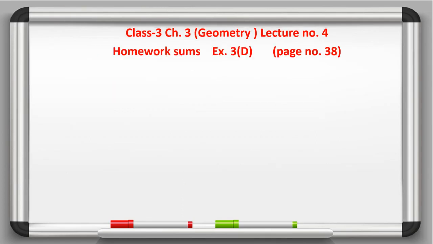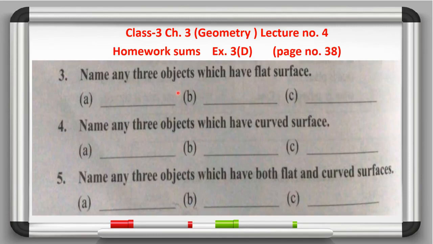Now I am going to show you the homework sums which are given on page number 38. Okay. Exercise 3D. Question number 3. Name any three objects which have a flat surface. You have to write the names of three objects which have a flat or plane surface. Now in question number 4 it is given, name any three objects which have a curved surface. So here you need to write the names of those objects which have a curved surface. And in question number 5, you have to write the names of three objects which have both flat as well as curved surfaces. Okay.